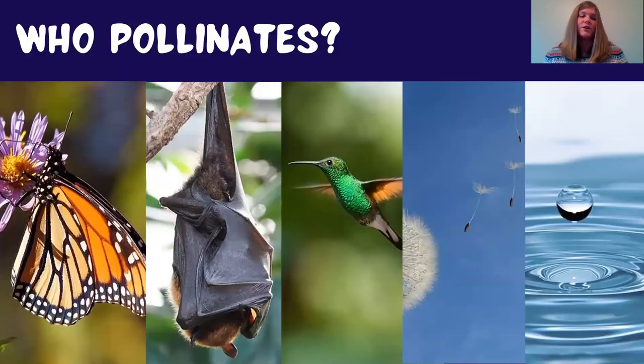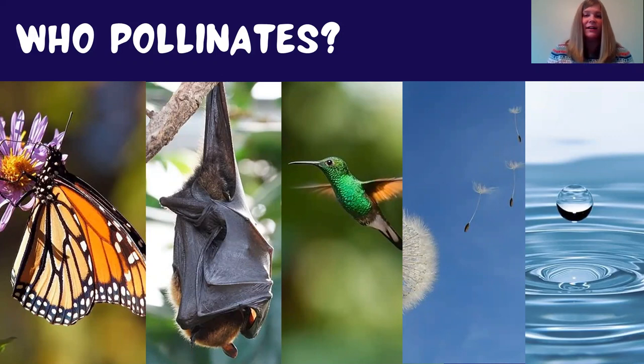So who are pollinators? Pollinators are the ones that are moving the pollen around to help fertilize the plants. A lot of times we'll think of insects. Those are a very popular pollinator, but there are a lot of others. So we'll start off with insects. Insects are attracted to flowers as a food source. They're looking for pollen and nectar. And as they move from flower to flower, that pollen will stick to their bodies and be transferred from flower to flower along the way.